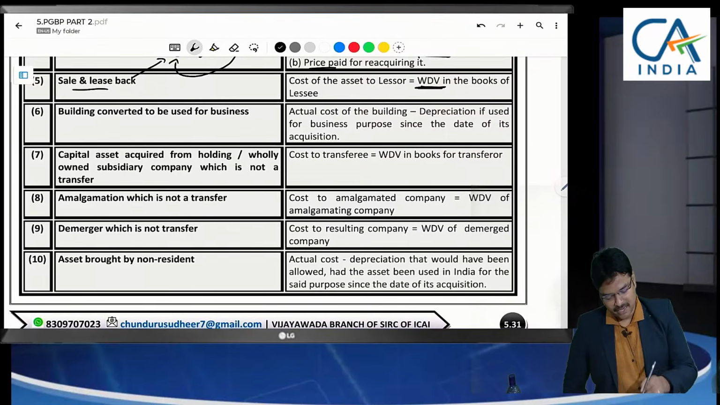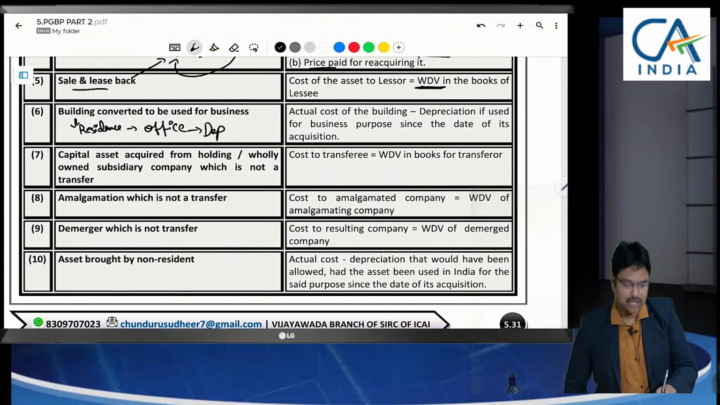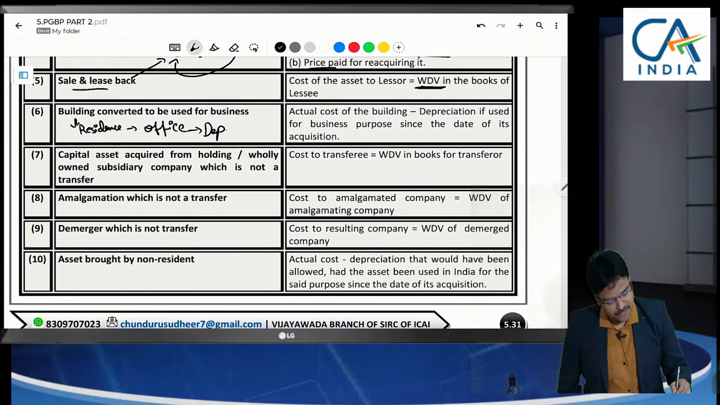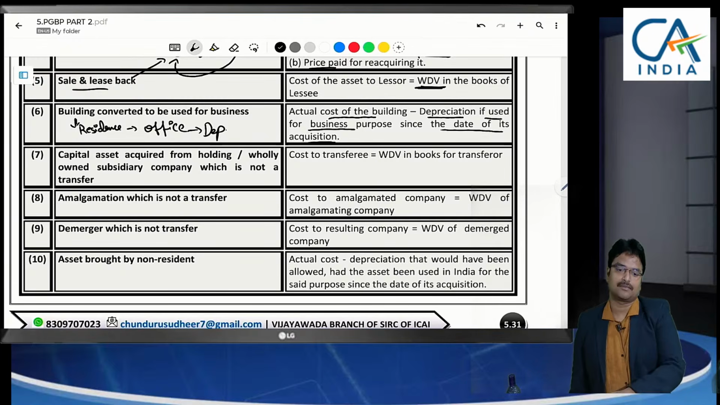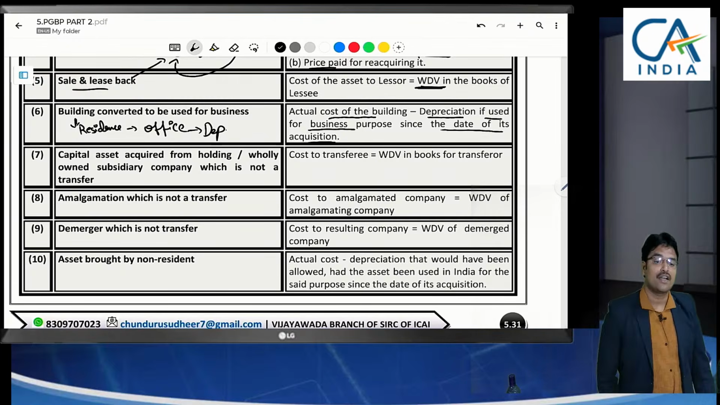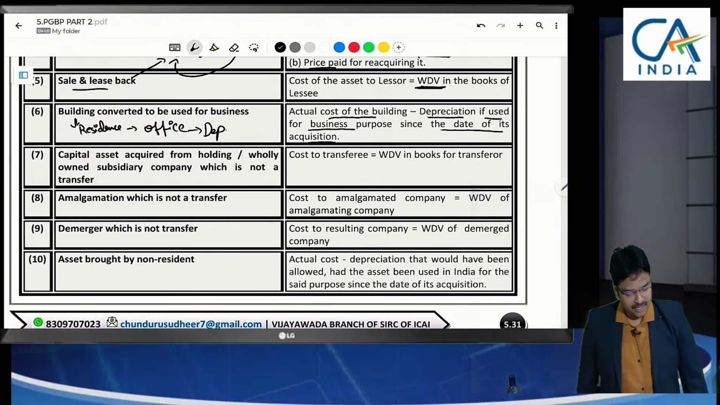Next, very important. A building is till now used for residence, but now we are using this building as an office. Since we are using it as an office, we can claim depreciation. How much depreciation is permissible? Actual cost of the building minus depreciation, as if used for business purpose since the date of its acquisition.